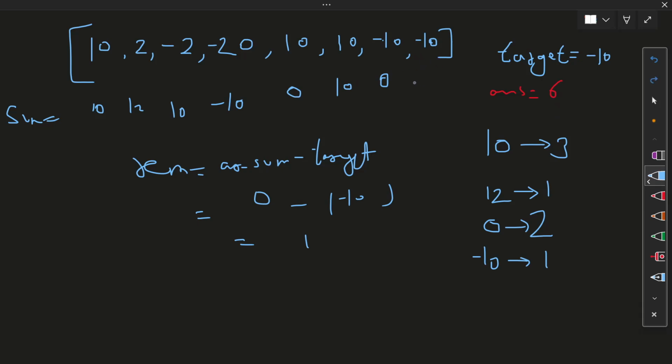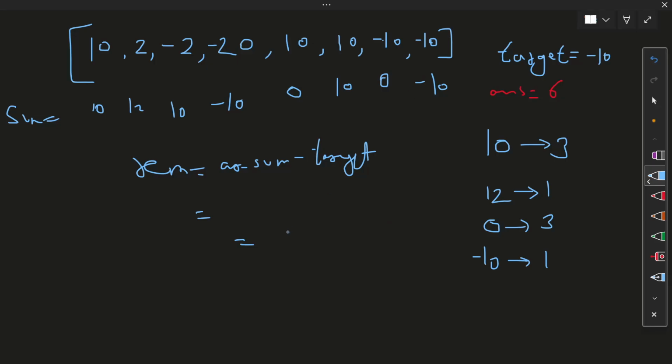Then we again got minus 10, it will become minus 10. How many times this value occurs? And at this point I just realized I forgot to consider 0. Don't forget to consider 0 and increment the frequency.